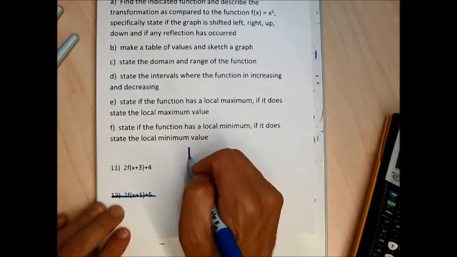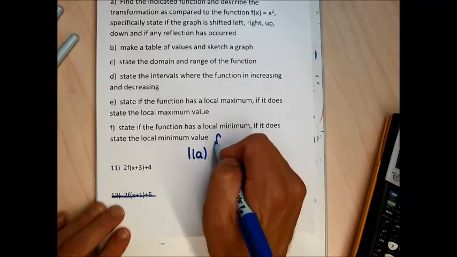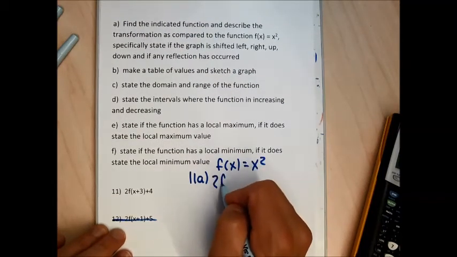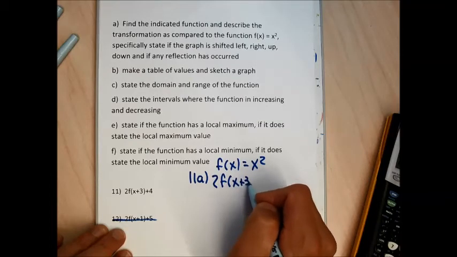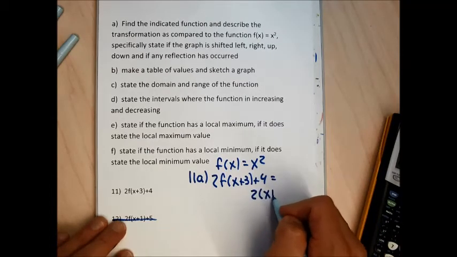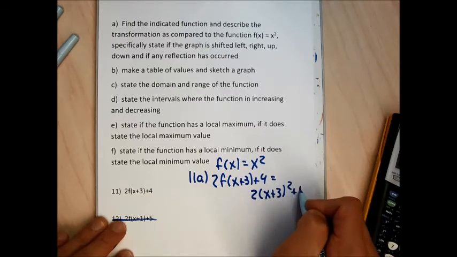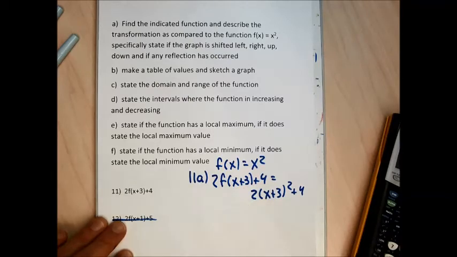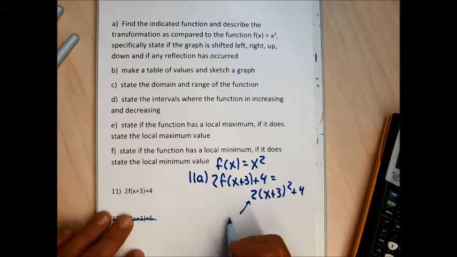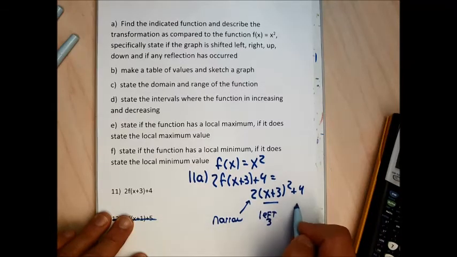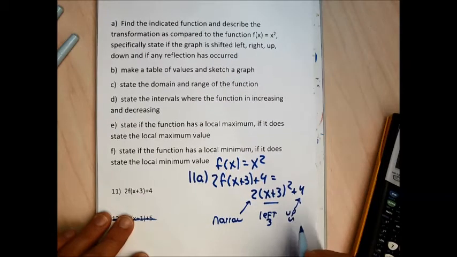So for 11a, I'm comparing this to f of x equals x squared. I'm finding 2 times f of x plus 3 plus 4. That's just going to be 2 times (x plus 3) squared plus 4. The 2's in front of the parentheses, the x plus 3's in the parentheses, the 4's after the function. That 2 is going to make it narrow. The plus 3 is going to make it go left 3. And the plus 4 is going to make it go up 4.